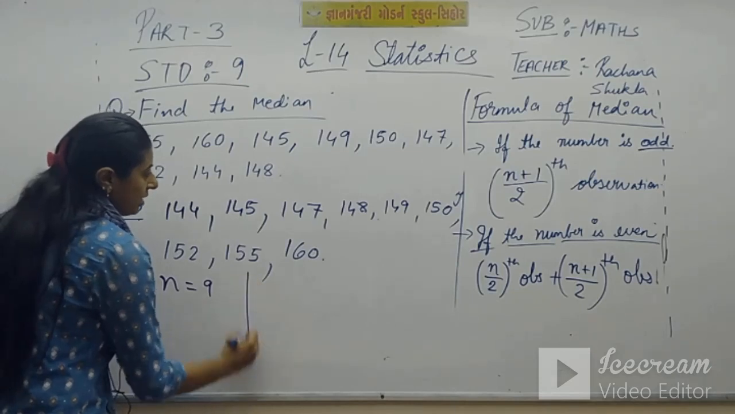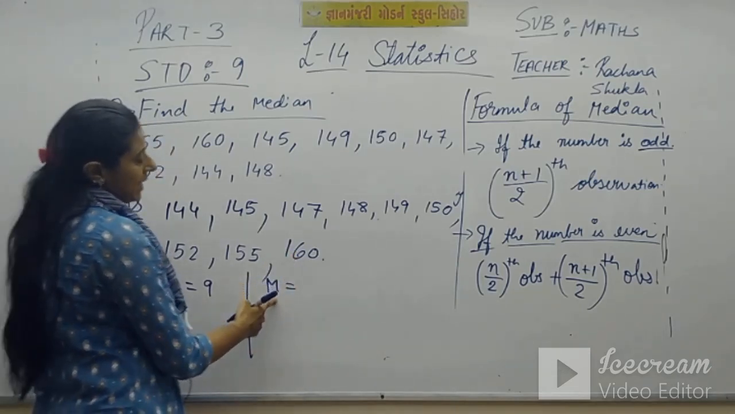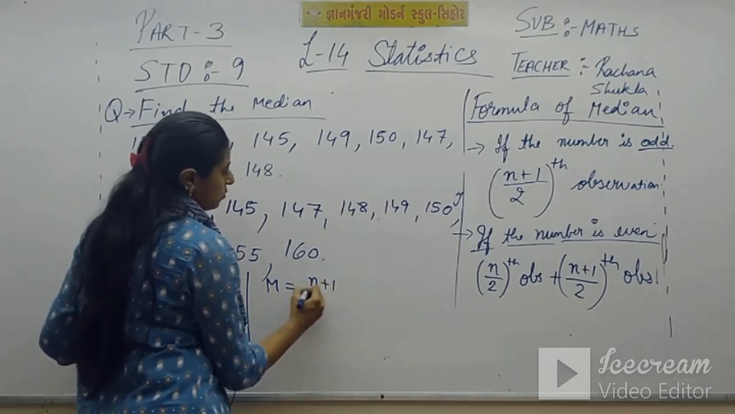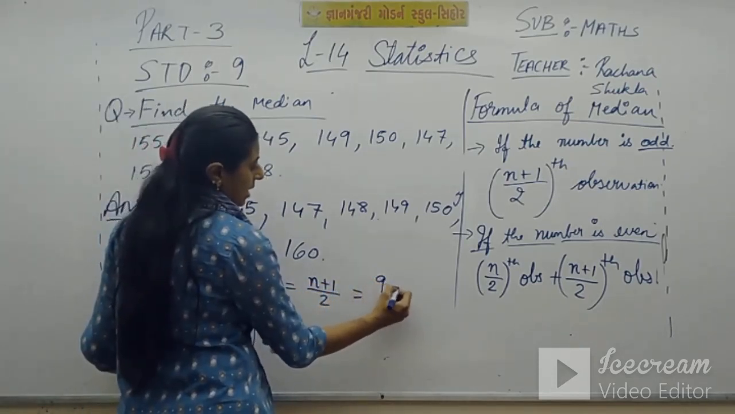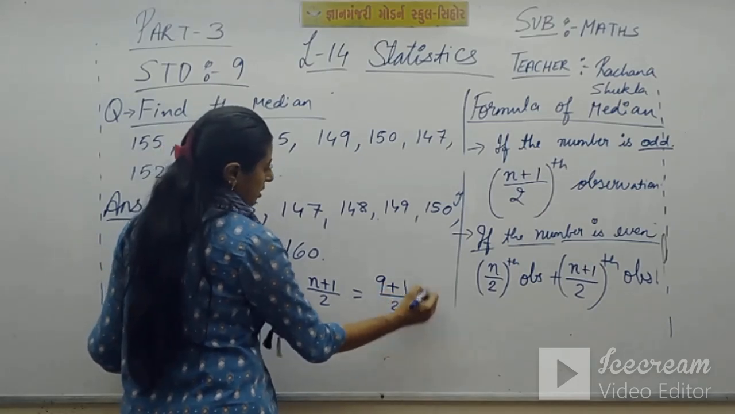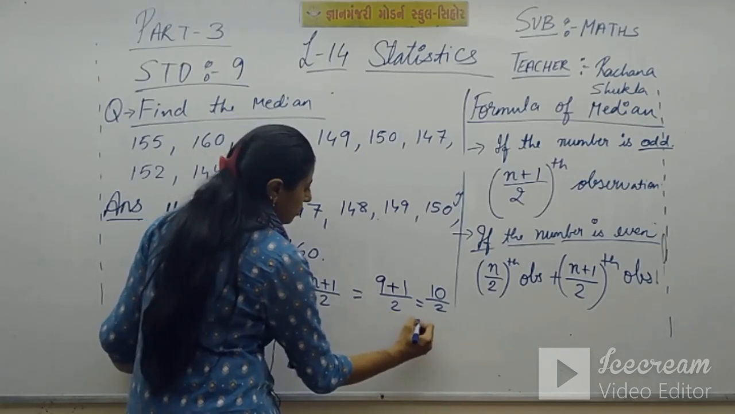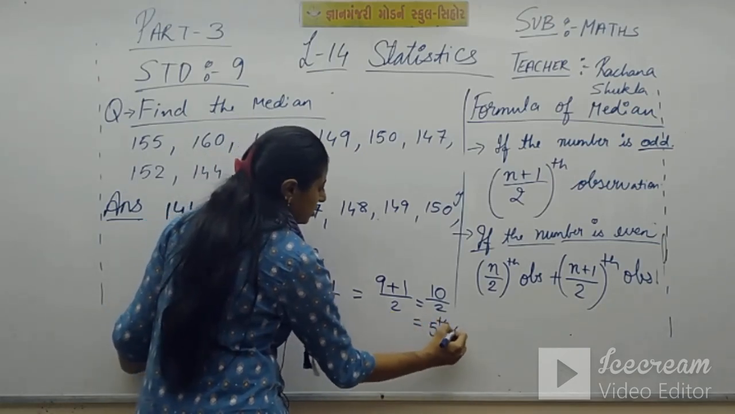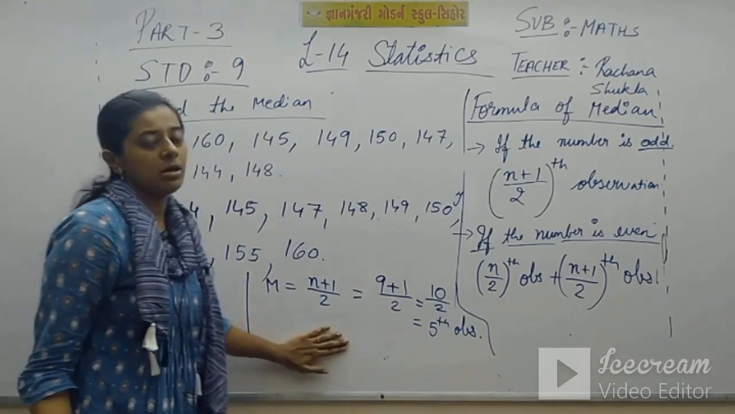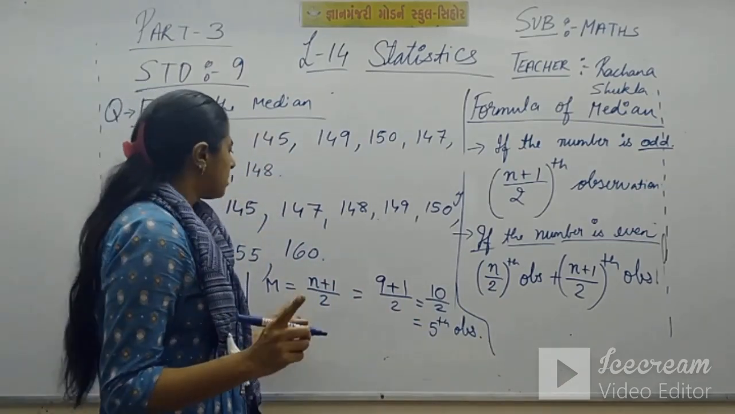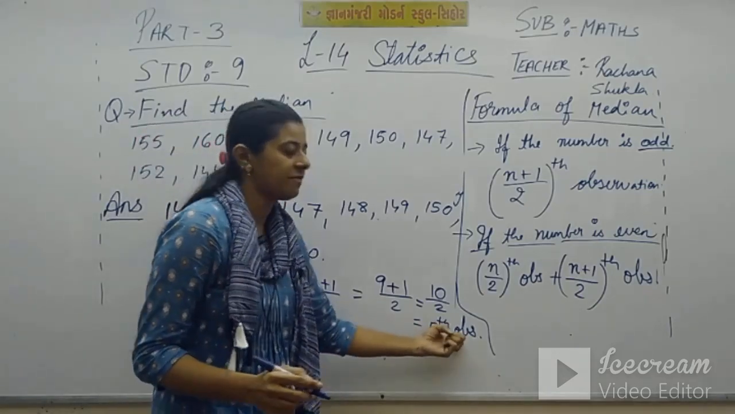So the formula will be median equal to the (n plus 1) upon 2th observation, equal to (9 plus 1) upon 2, equal to 10 upon 2, equal to the fifth observation. Now see here, don't make mistakes. This is an observation, so the fifth observation.